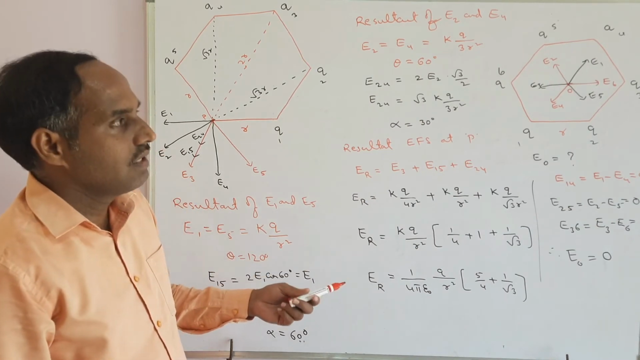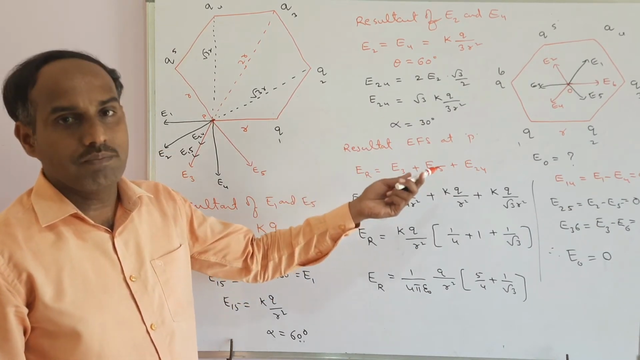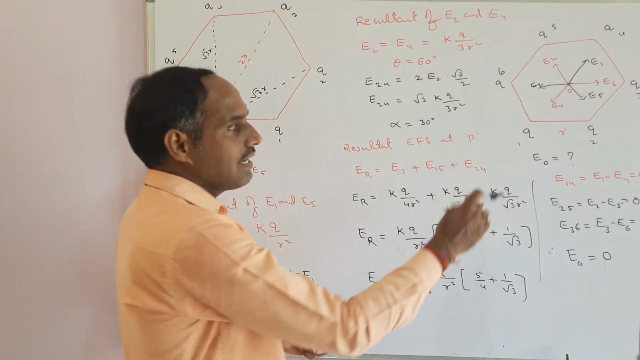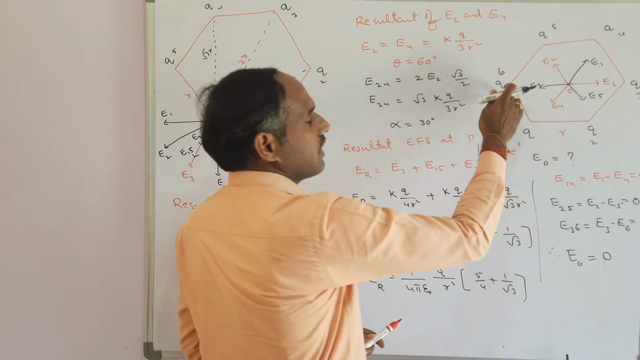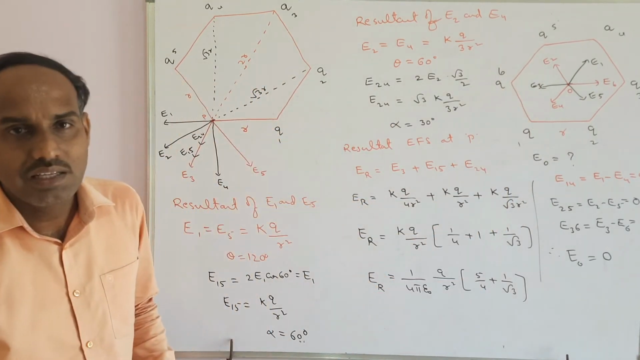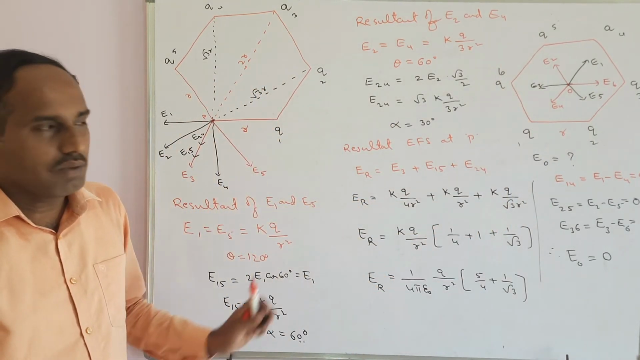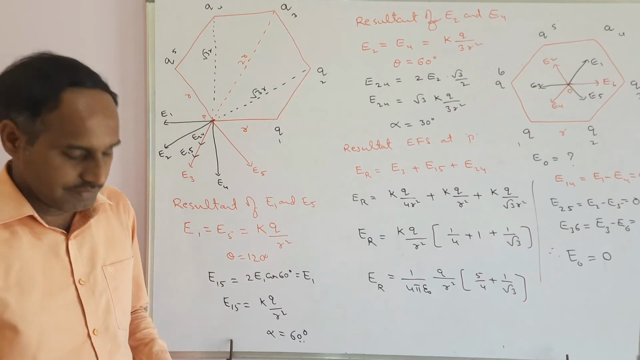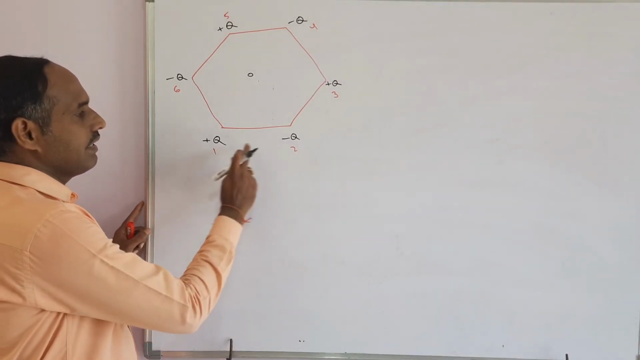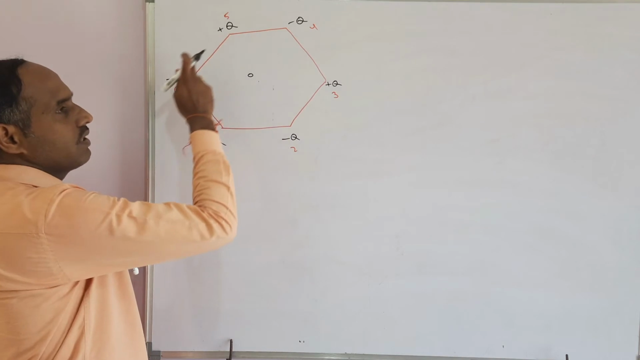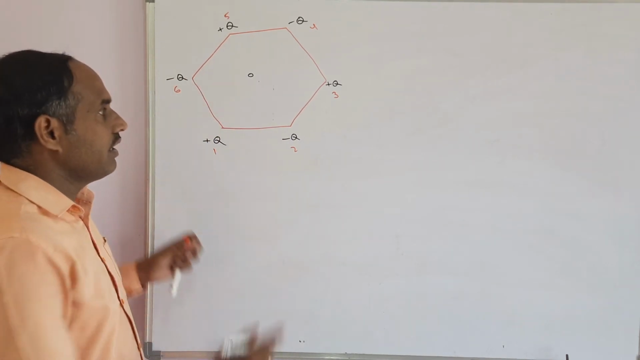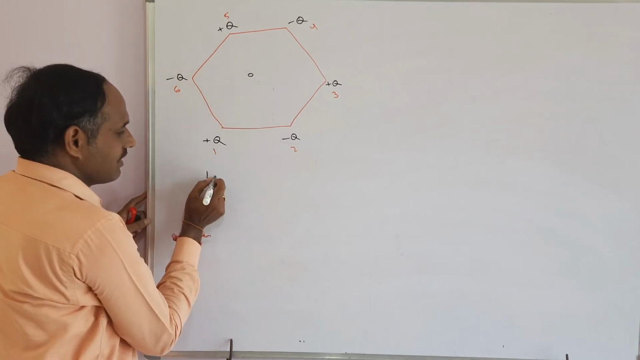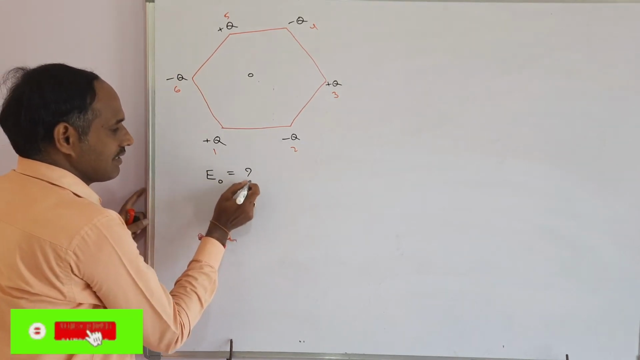So my point is, you try to solve the same problem by taking alternately positive, negative, positive, negative, positive, negative charges and find the net electric field strength here. Okay, stop the video and try to solve it. Now here, alternately positive, negative, positive, negative, positive, negative are placed at the 6 corners of a regular hexagon, and I am going to find the resultant electric field at the center.